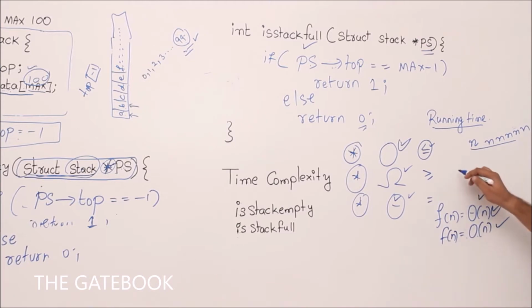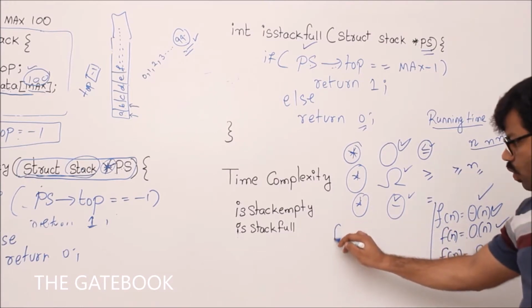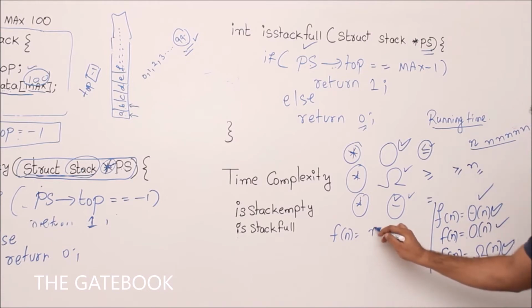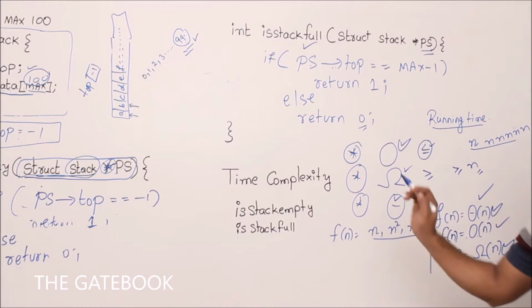For example, you want to say that your program's running time, you know, is greater than or equal to n always. Then you can say f of n equal to omega of n. So this is the way you can use the notations. Understand? Now, let's take one example. Let's say I have a program, its running time is sometimes n square, sometimes n cube. These are the only possibilities.